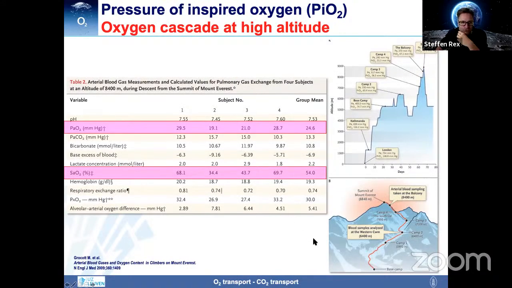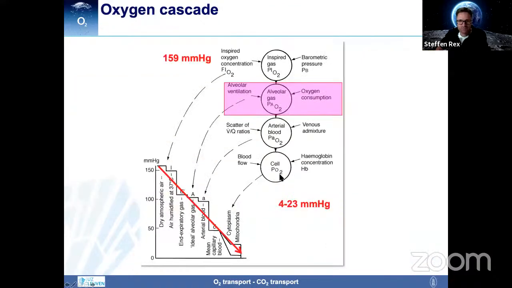I know a perfusionist from Leuven who would immediately be part of this investigators team. But you see, it's crazy. The PaO2 of these climbers at these 8,400 meters of altitude was between 20 and 30, and the saturation was, in one of these subjects, 34.4. And they were not lying in the sun and relaxing. They were on their way to climb 400 meters of altitude more. So very, very interesting what the human body can tolerate.